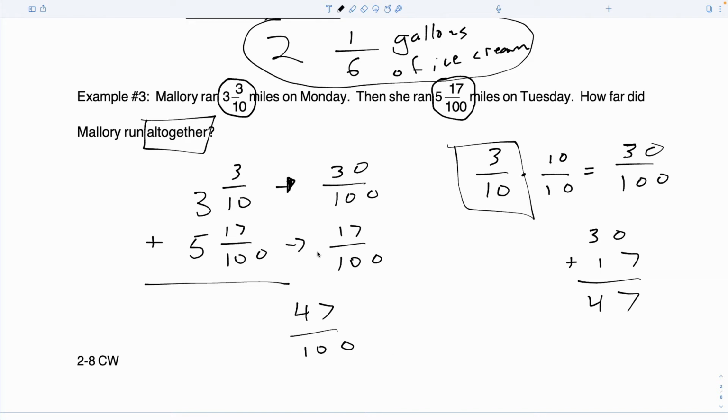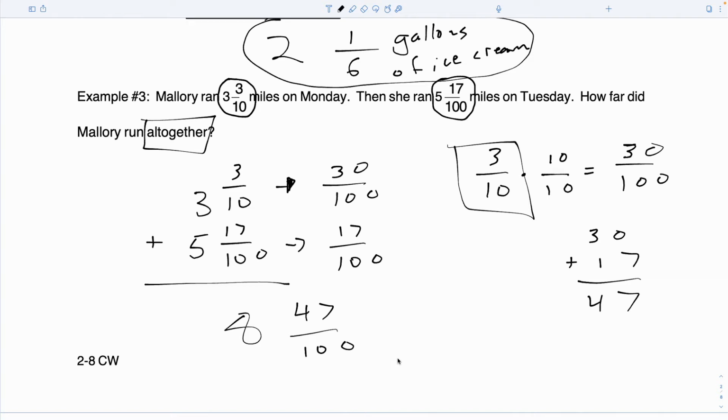The kids were banding together. What do I do my last step? Nora. Add what together? The whole numbers. 5 plus 3 is 8. 8 and 47 hundredths is my answer. Can I simplify that at all?